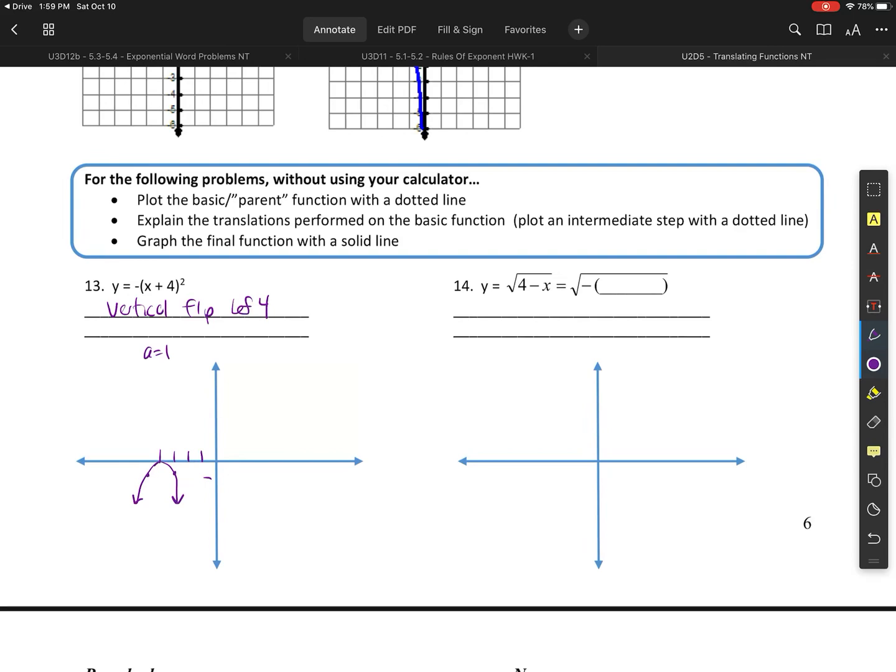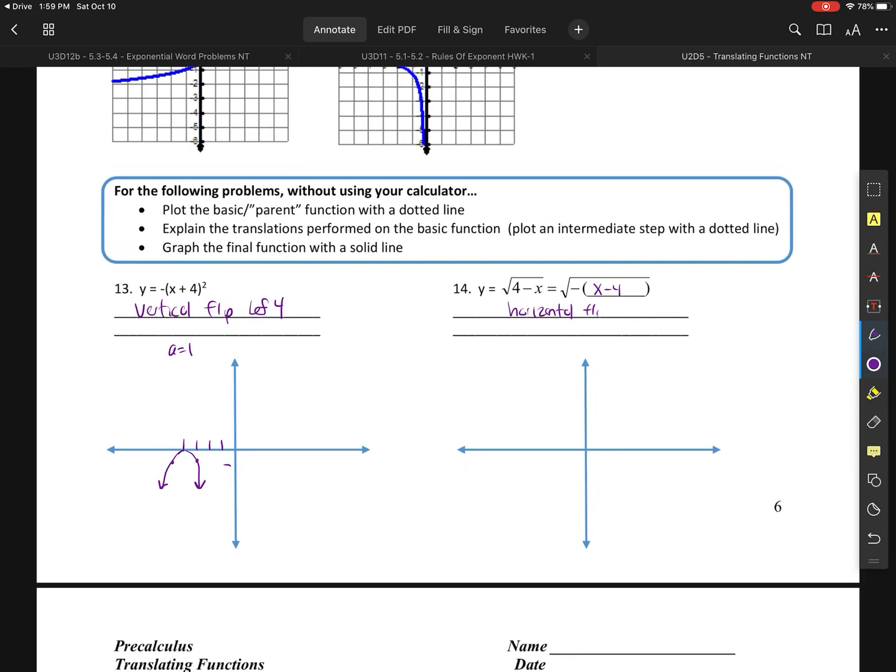Problem 14. I take out a negative, and I have x minus 4. So this is a horizontal flip. I can't write in that spot. Horizontal flip, and we're talking about left 4, so I gotta go left 4. My a value is 1 again. Up 1 over 1. And I'm going that way.